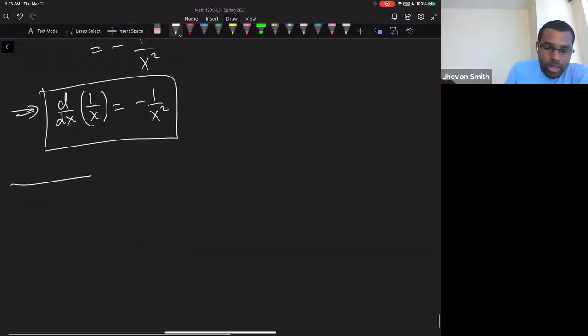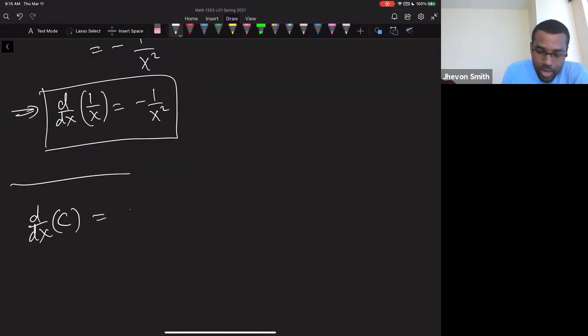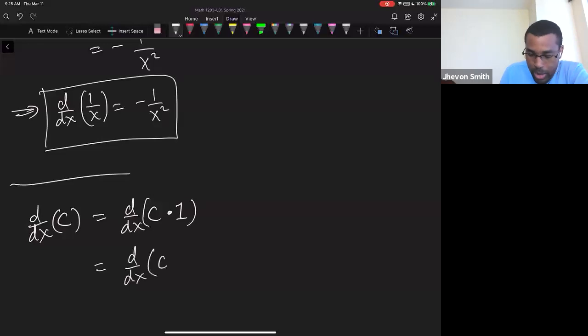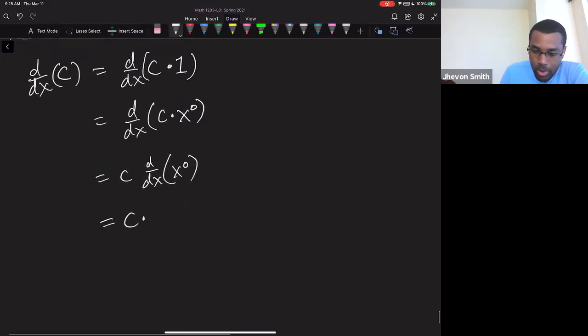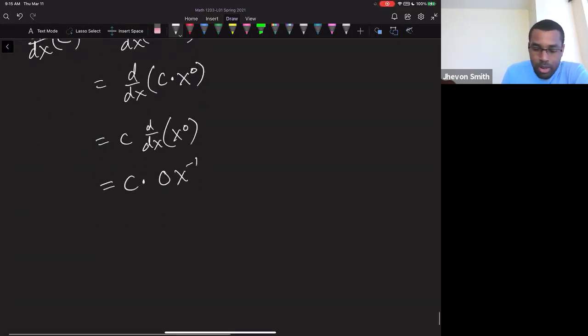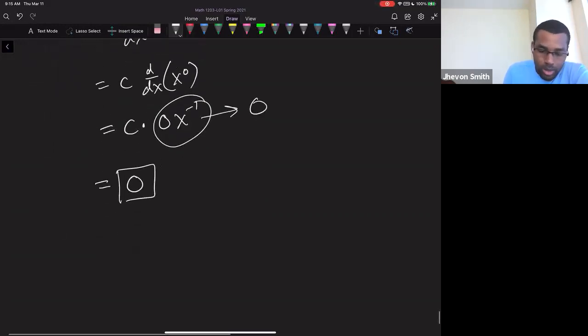What about the derivative of a constant? It turns out you could actually derive that from the power rule. Power rule is very versatile, right? So derivative of a constant. Well, a number is the same as that number times 1. 1 is the same as x to the 0. The derivative property tells me that I can factor that constant out. X to the 0 tells me, well, the 0 comes down, I subtract 1 from the power, but that's just 0. So I can derive that the derivative of a constant is 0 from this rule.